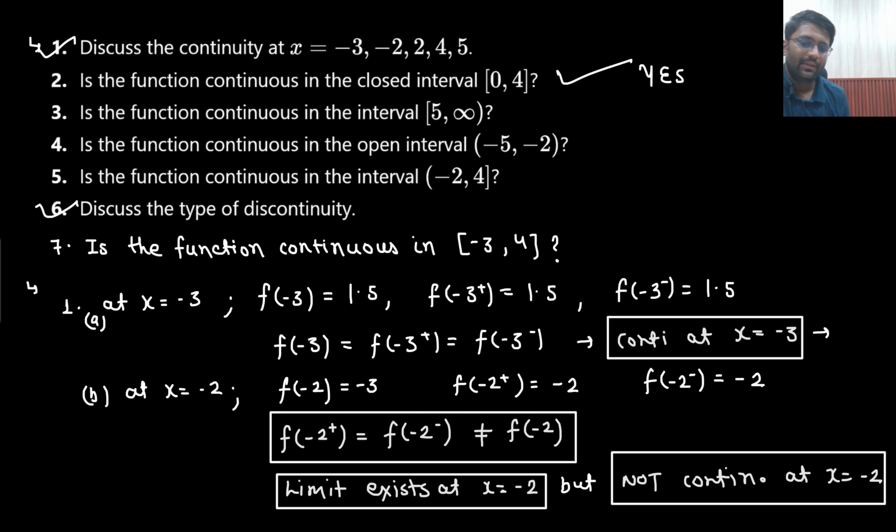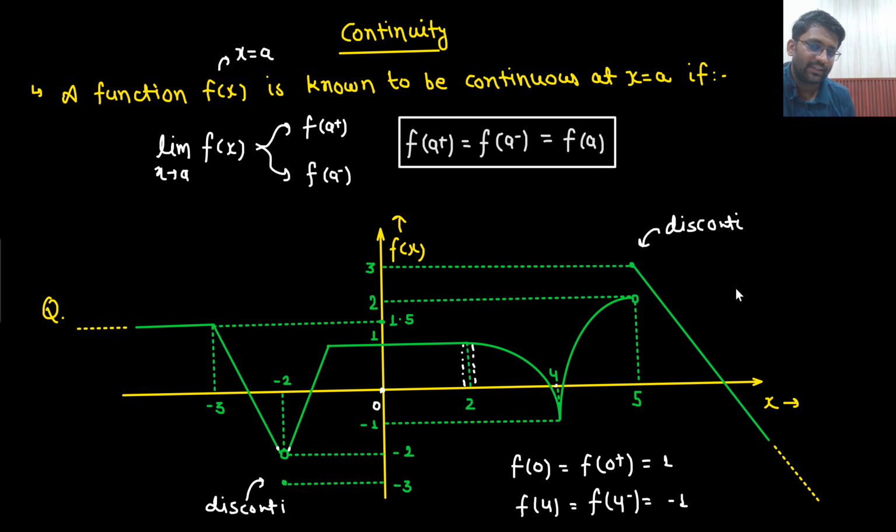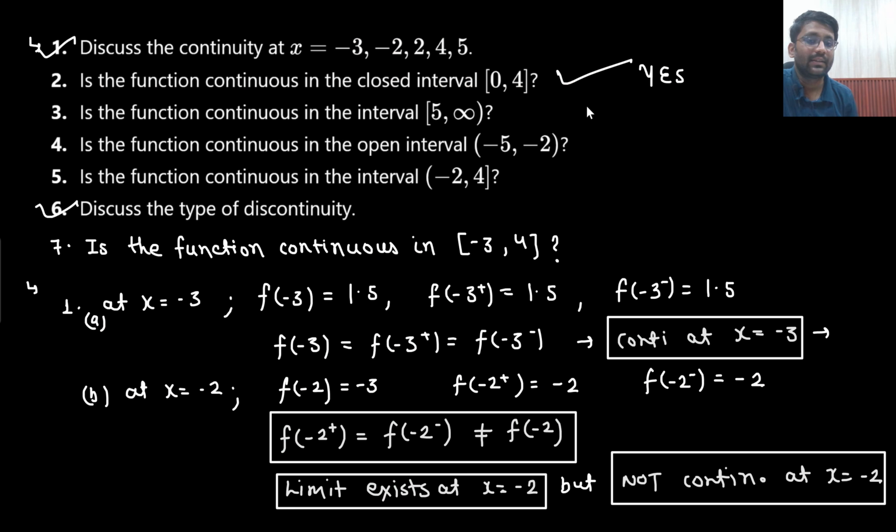So let's talk about 5 and 5 plus. What is the value of f of 5? Sir, the value of f of 5 I am getting is 3. And what is the value of f of 5 plus? That is also 3. And at all the points between 5 and infinity, the graph is smooth, nowhere is the graph breaking. So the graph will keep on going. What does that mean? Yes, it is continuous.